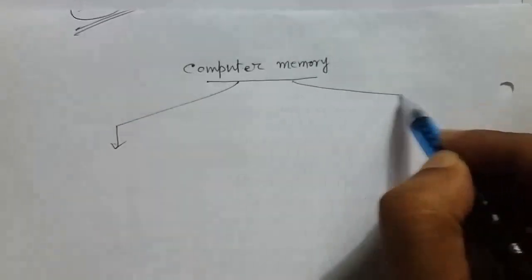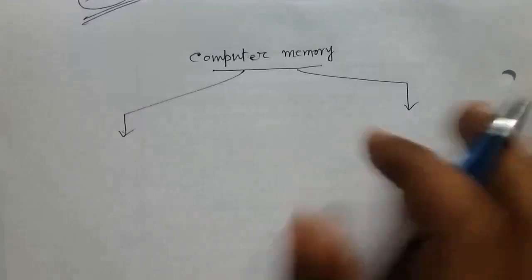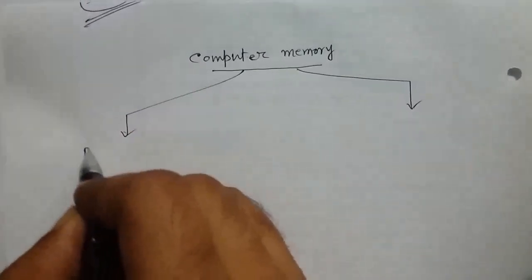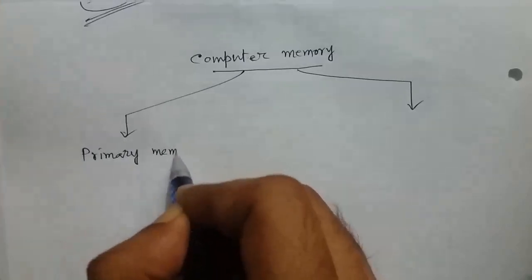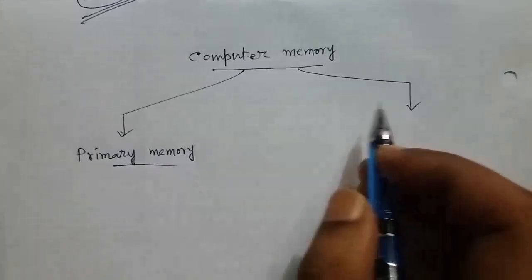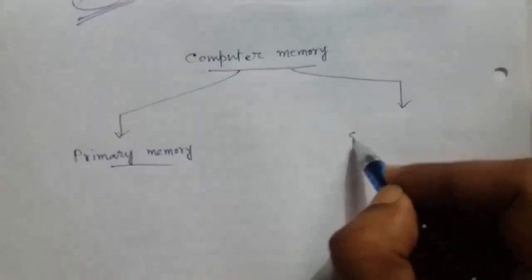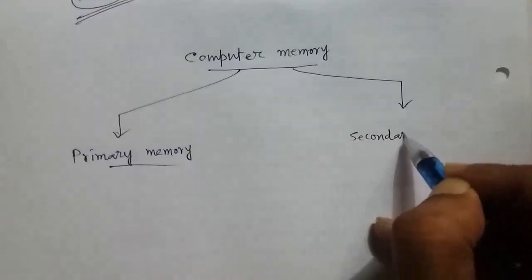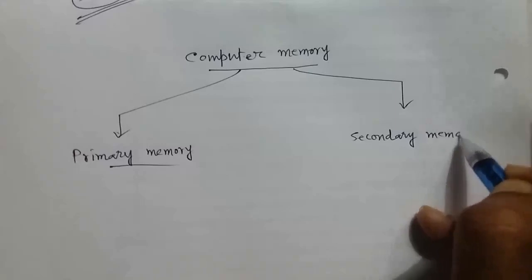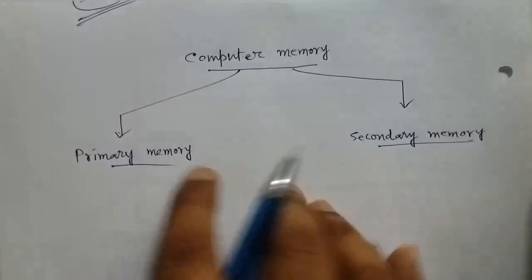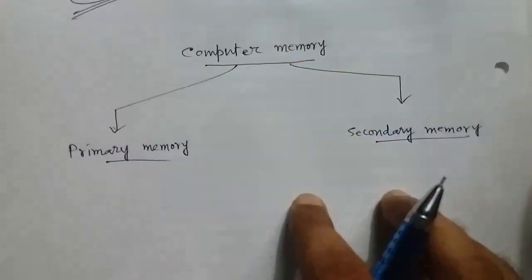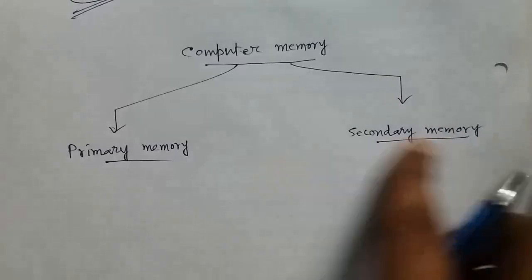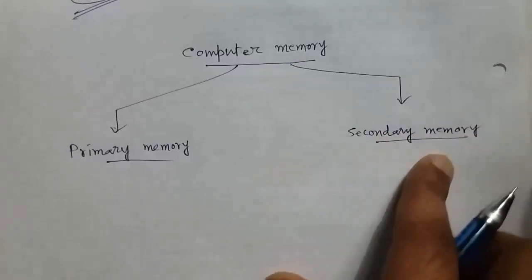Computer memory are of two types. First one is primary memory. And second one is secondary memory. Primary memory is the computer's own memory, means it is the essential part of computer. But secondary memory are the auxiliary memory. These are not the essential part of a computer system.